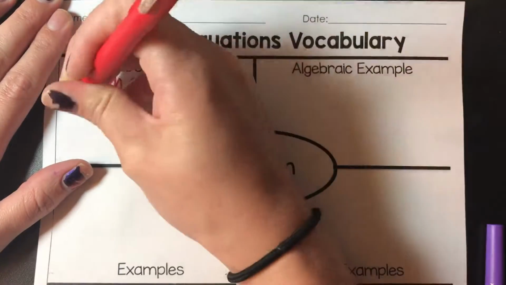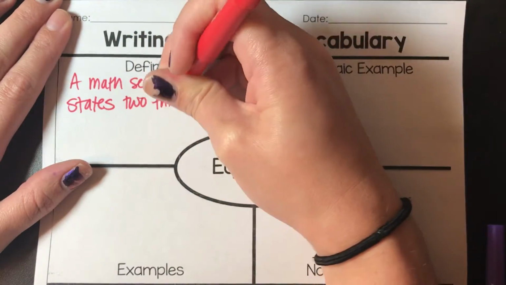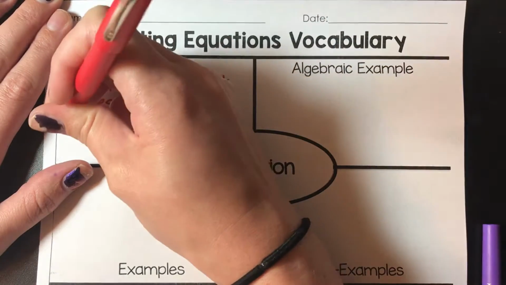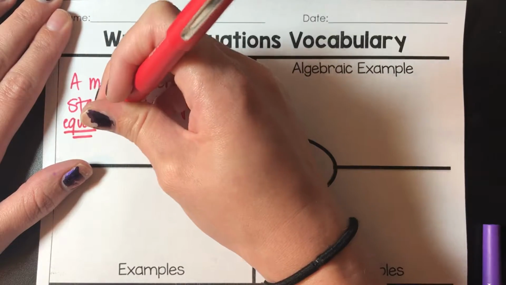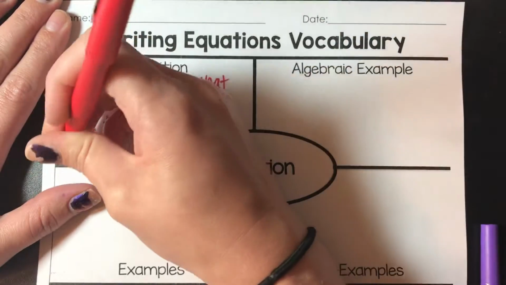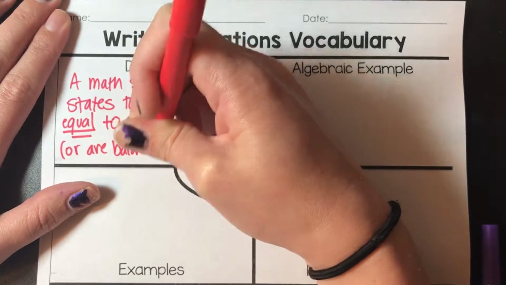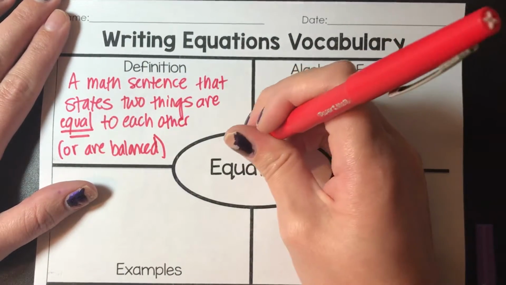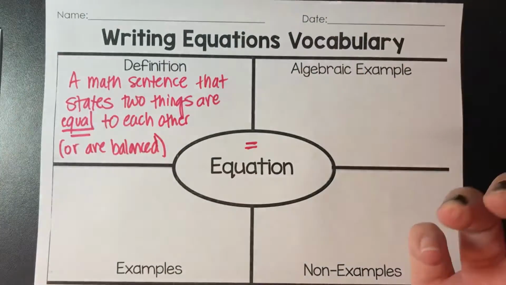sentence that states two things are equal to each other or are balanced. We're going to talk about how an equation or an equal sign does not mean spit out the answer. It means that there is a balance on either side.